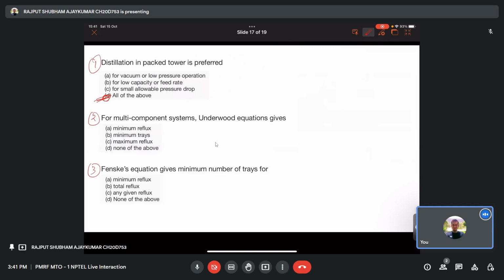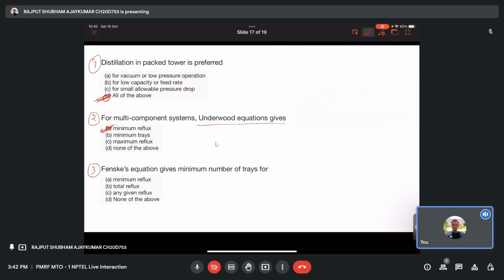Underwood equation gives... So for the multi-component systems, we have gone for the Fenske equation. Similarly, there is an Underwood equation which gives the minimum reflux ratio. So this one you have already gone through in the lecture notes. You must remember this equation, what the Underwood equation is, and when we are going to use it. If in the numericals they ask you to determine the minimum reflux ratio, you must use the Underwood equation for that.